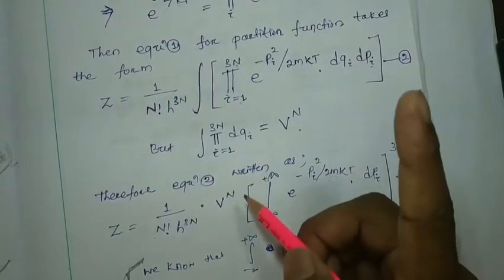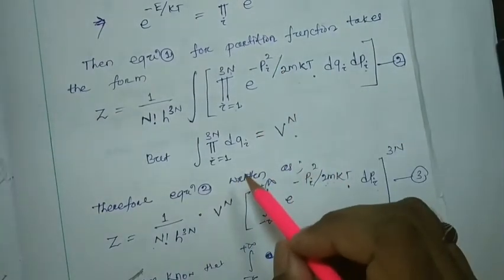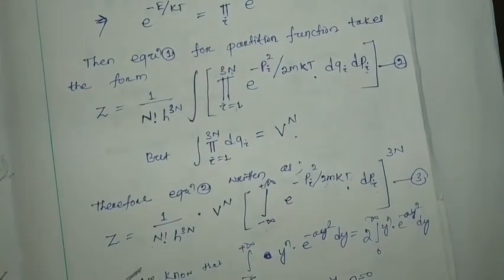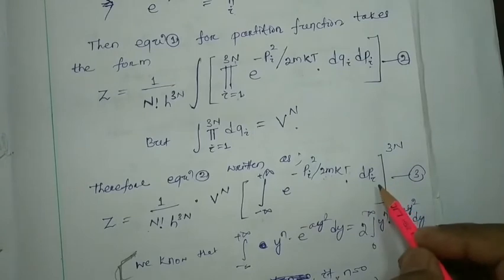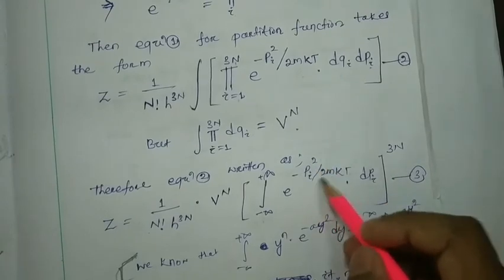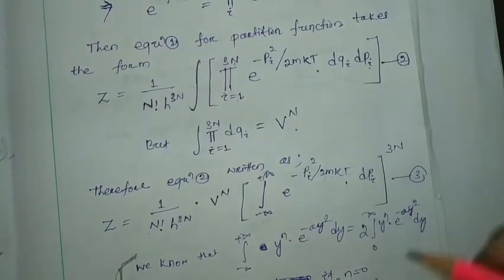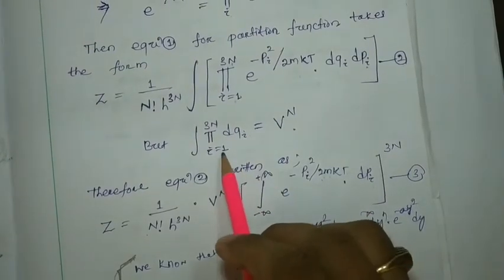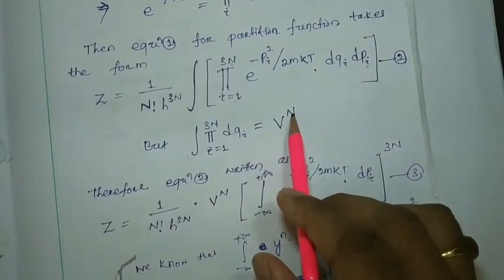For one particle we get e to the power minus p1 square by 2m kT into dp1, and for another particle it will be e to the power minus p2 square by 2m kT into dp2. As the particles are identical and we consider the momenta equal, simply accept that the product of dq_i from 1 to 3n is considered as V to the power n, right?